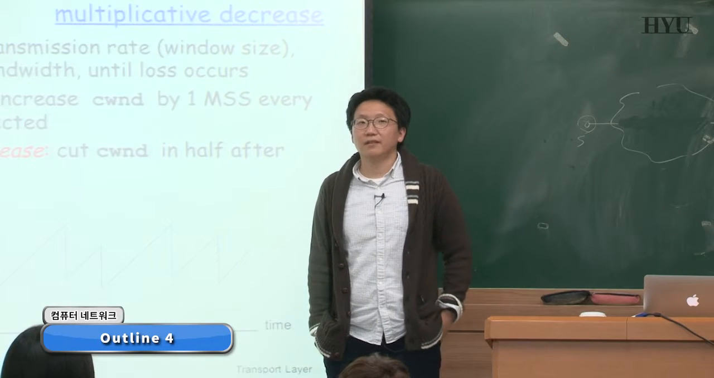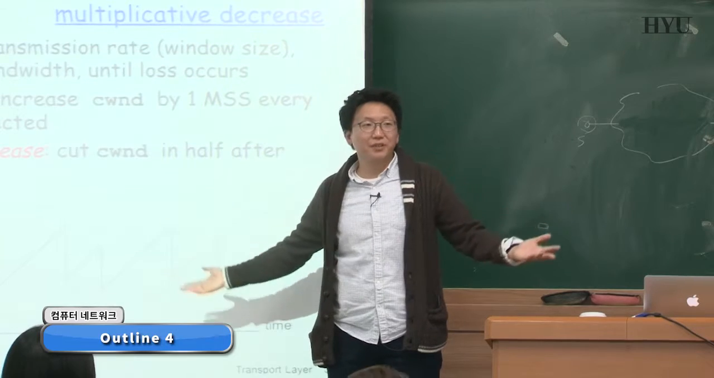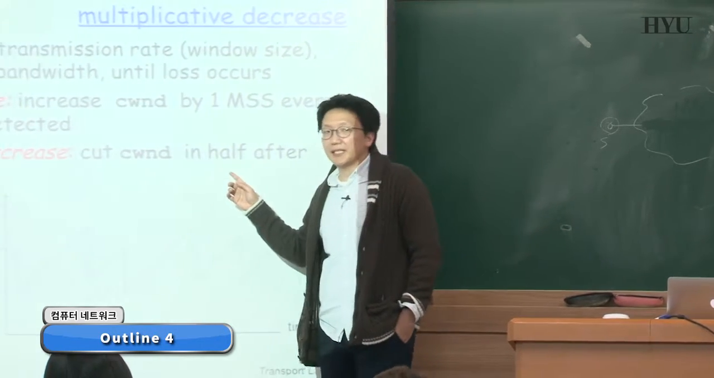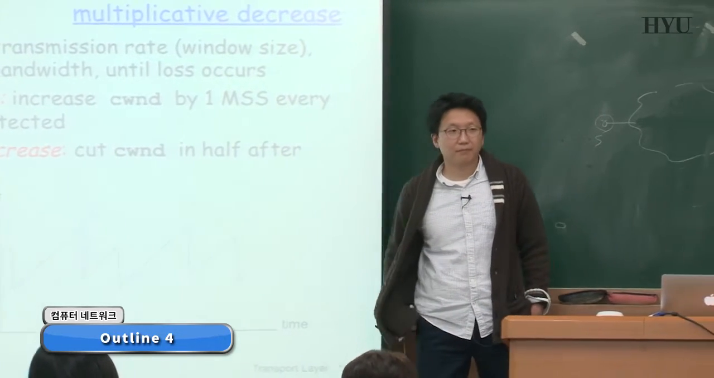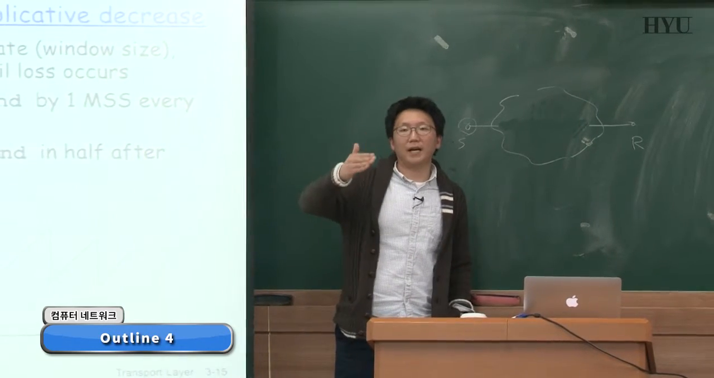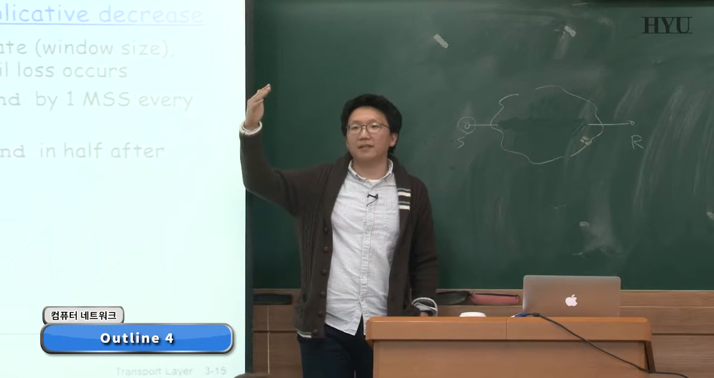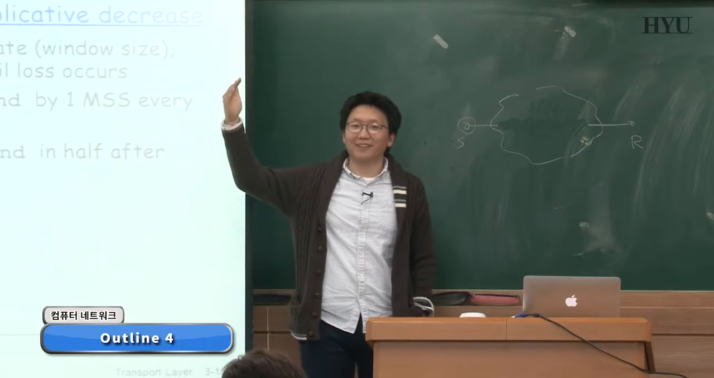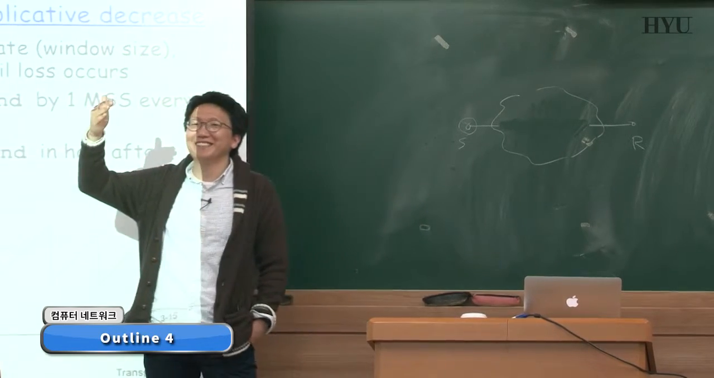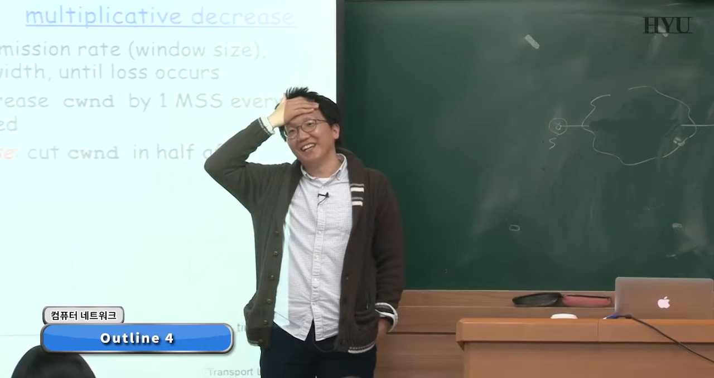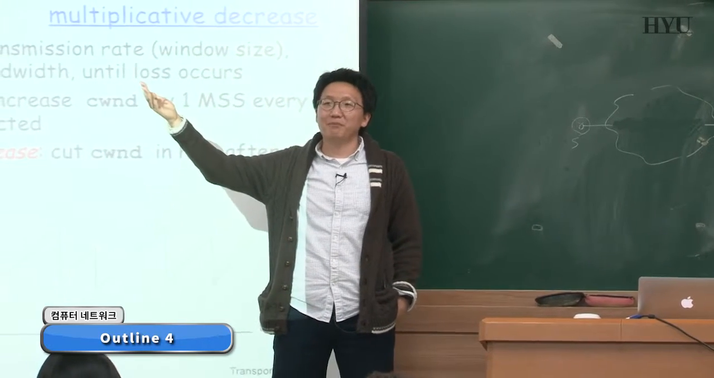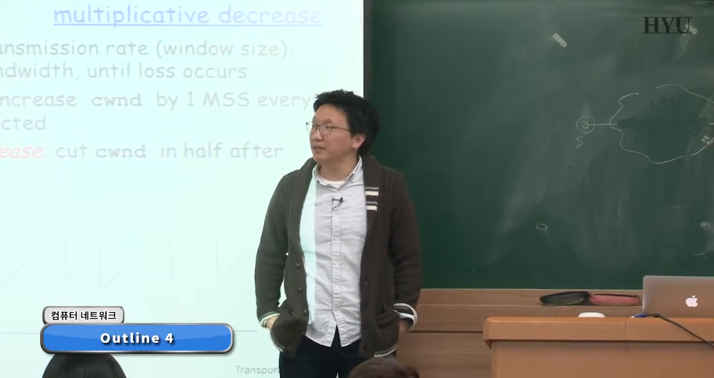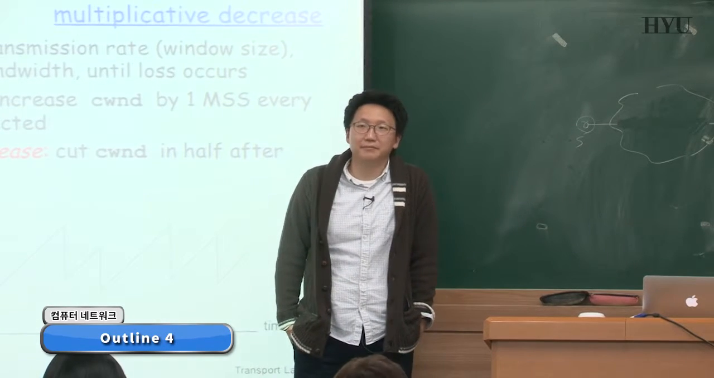Yeah, timeout happening, for example. So, cut the window size by half. So I go like 4, 5, 6, 7, 8, 9, and then, for example, timeout happening, or loss seems to be happening. I cut down my window size, it was 9, by half, maybe 4.